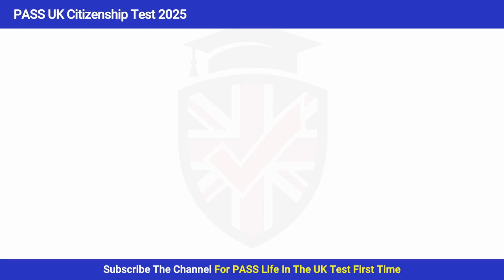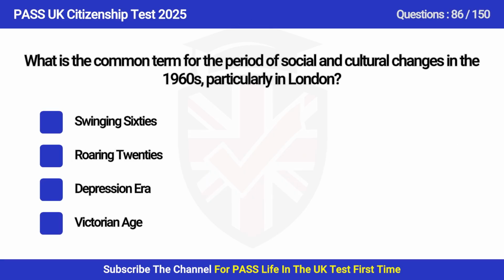Question 86. What is the common term for the period of social and cultural changes, particularly in London, in the 1960s? A. Swinging Sixties. B. Roaring Twenties. C. Depression era. D. Victorian age.